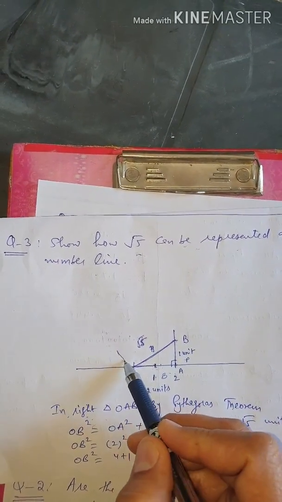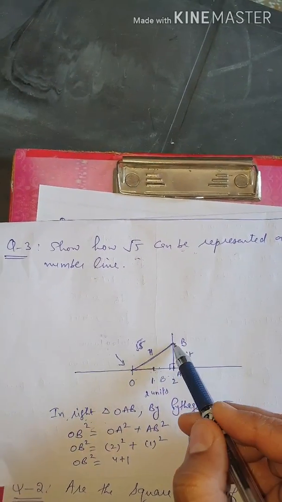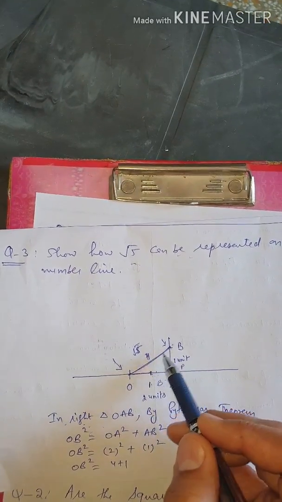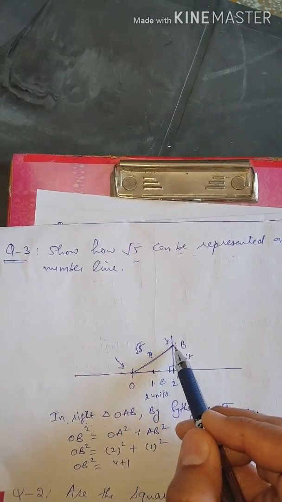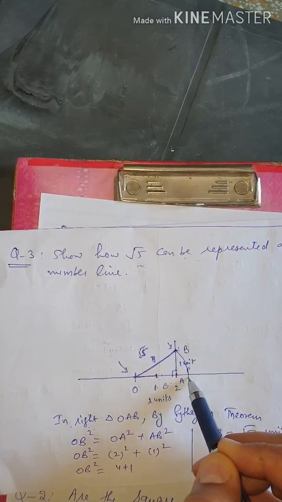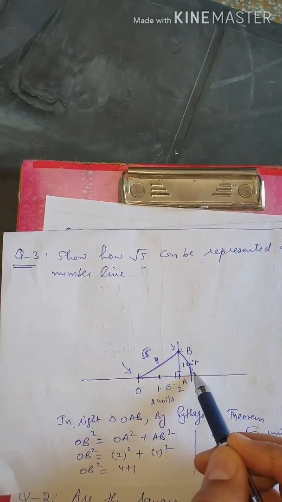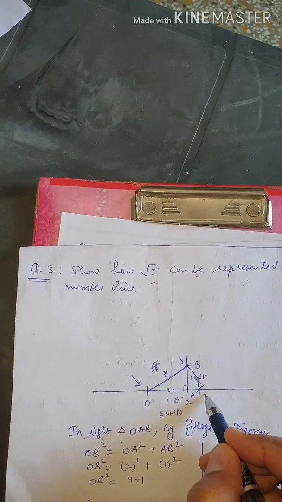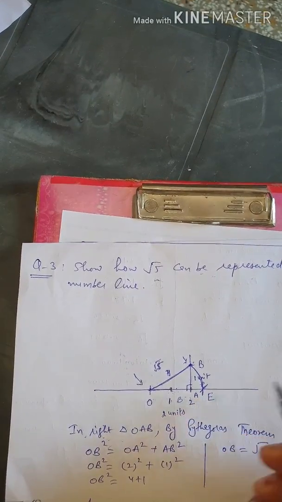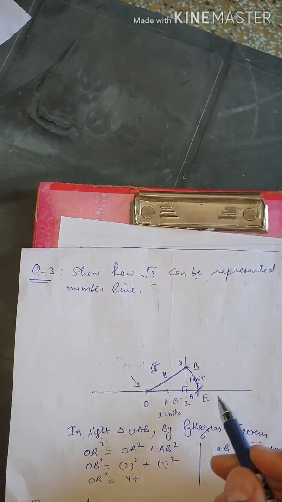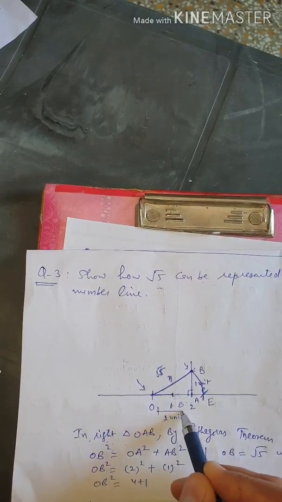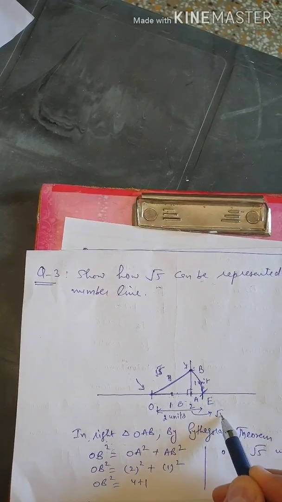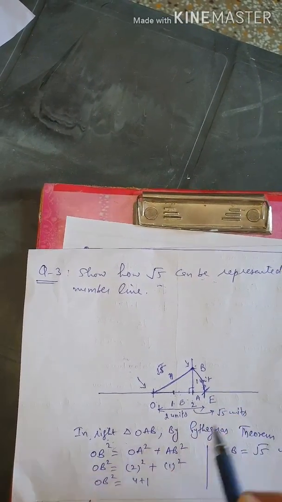Then place the pointer of the compass here on O, open it up to B, up to this point, and using this OB as under root 5 length, draw an arc, and you will see this arc will intersect your number line at one point. You can give it a name, you can mark it as E also, any name you can give, so that this distance from O to E will be your required square root of 5 units.